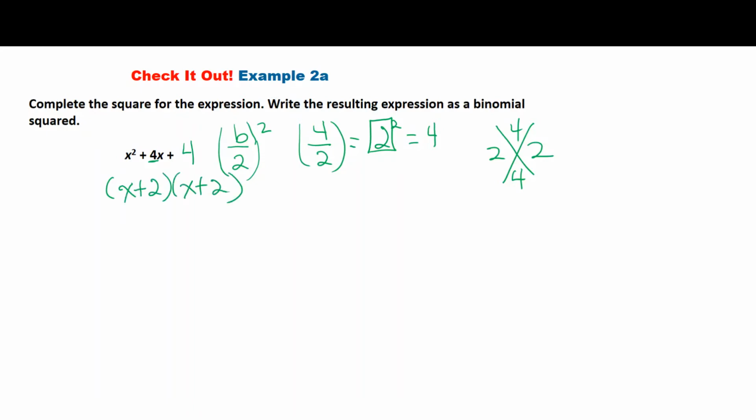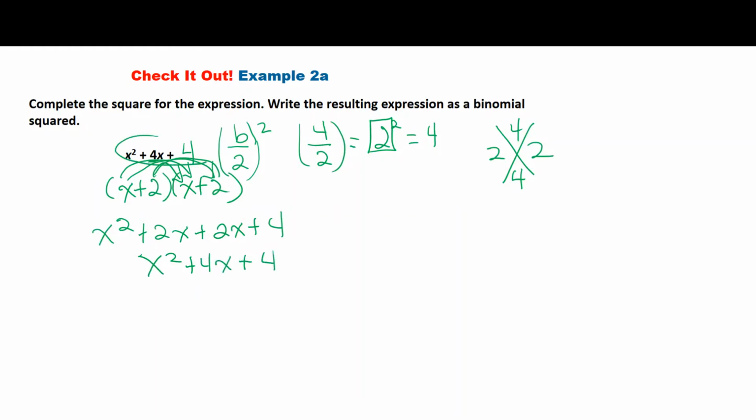I'm going to go ahead and FOIL it out just to prove that it's true. This is x squared plus 2x plus 2x plus 4. All right, so that's x squared plus 4x plus 4, and that's what I had right here. Okay, so I know that my binomial squared is going to be x plus 2 squared.